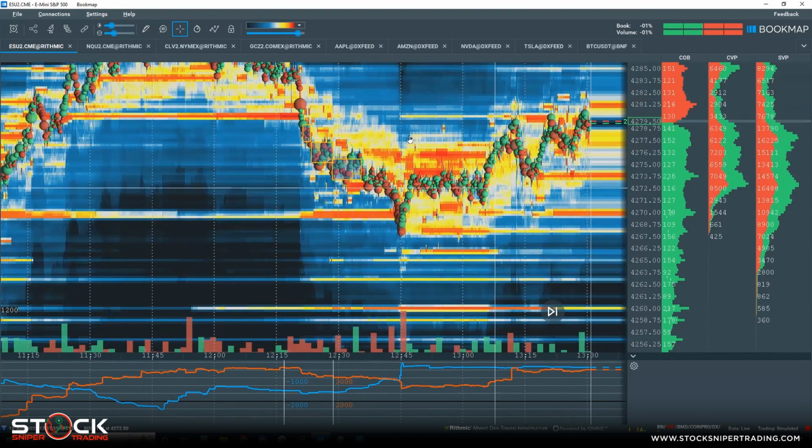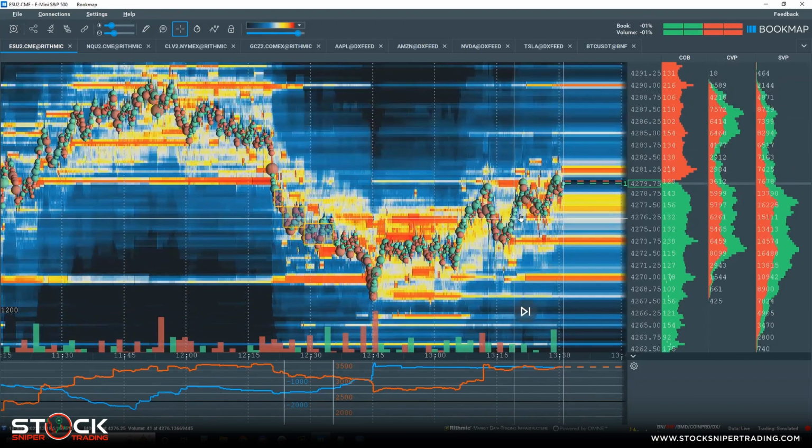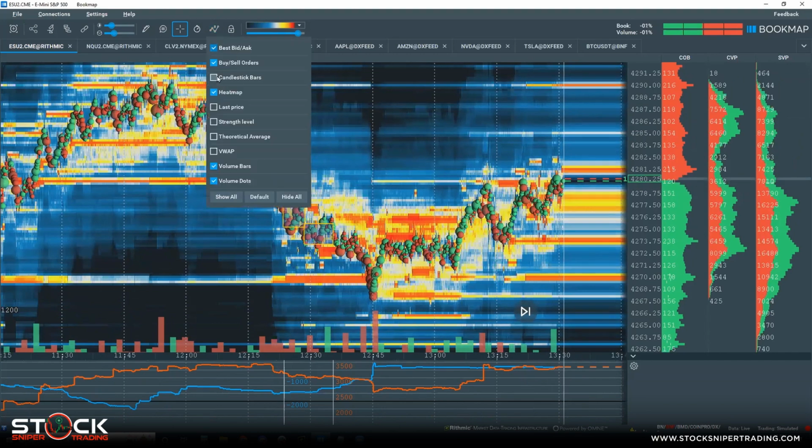Anyway, this is the basics of Bookmap and the elements on the chart here. Let's read a little bit of the current market and try to glean some insights on what might happen here with the price action. Okay, so let's put the candlesticks on here just so we have some sort of reference.